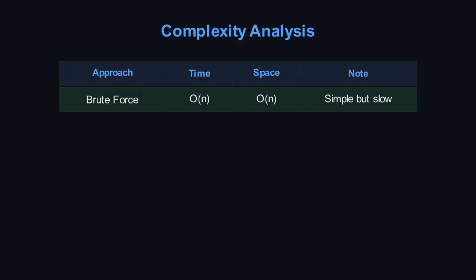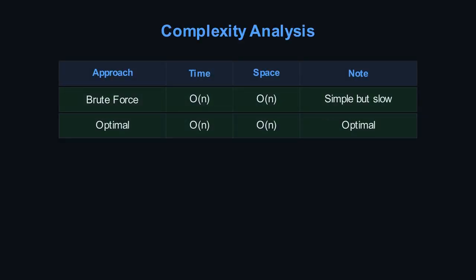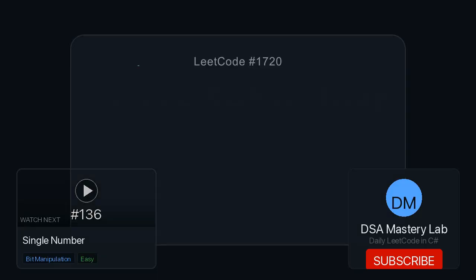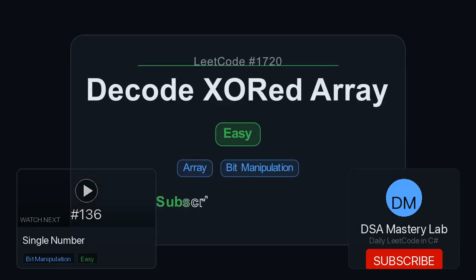Time complexity is O of n, as we perform a constant number of operations for each element in the encoded array. Space complexity is O of n, for storing the reconstructed original array. This problem highlights the utility of XOR's inverse property.